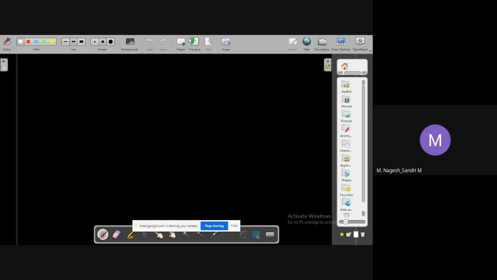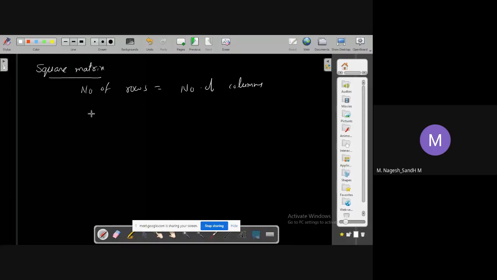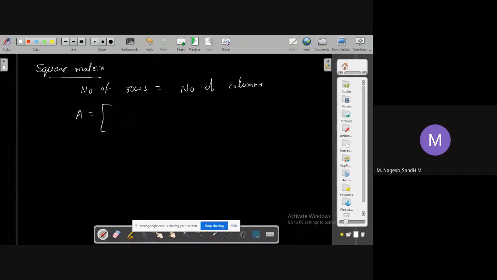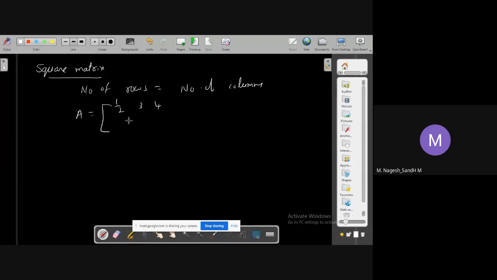Next, square matrix. What is a square matrix? A matrix in which the number of rows and the number of columns are equal. Number of rows is equal to number of columns, so it is a square matrix. For example, A is equal to 1, 2, 3, 4, 5, 6, 7, 8, 9. So rows and columns are equal, so it is called a square matrix.